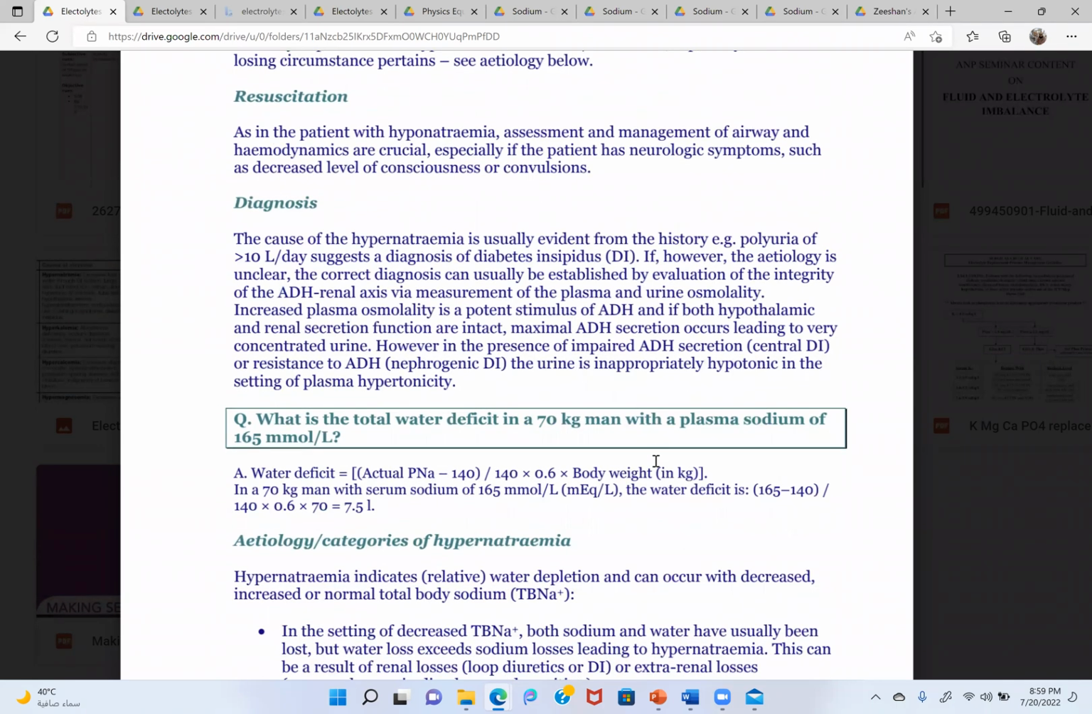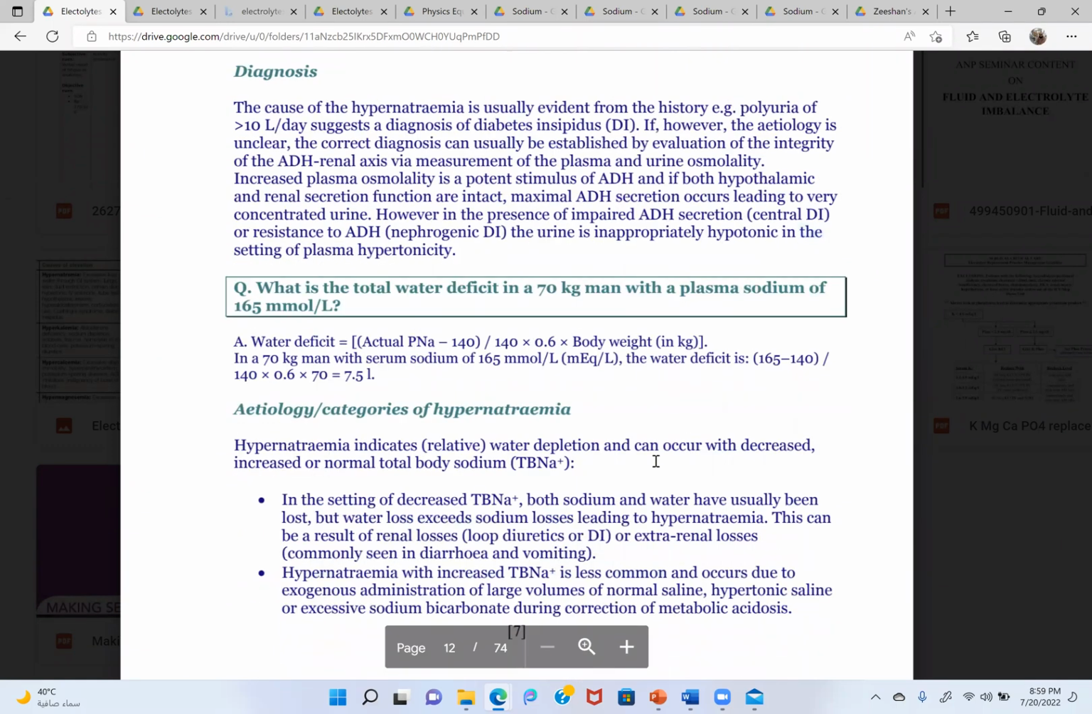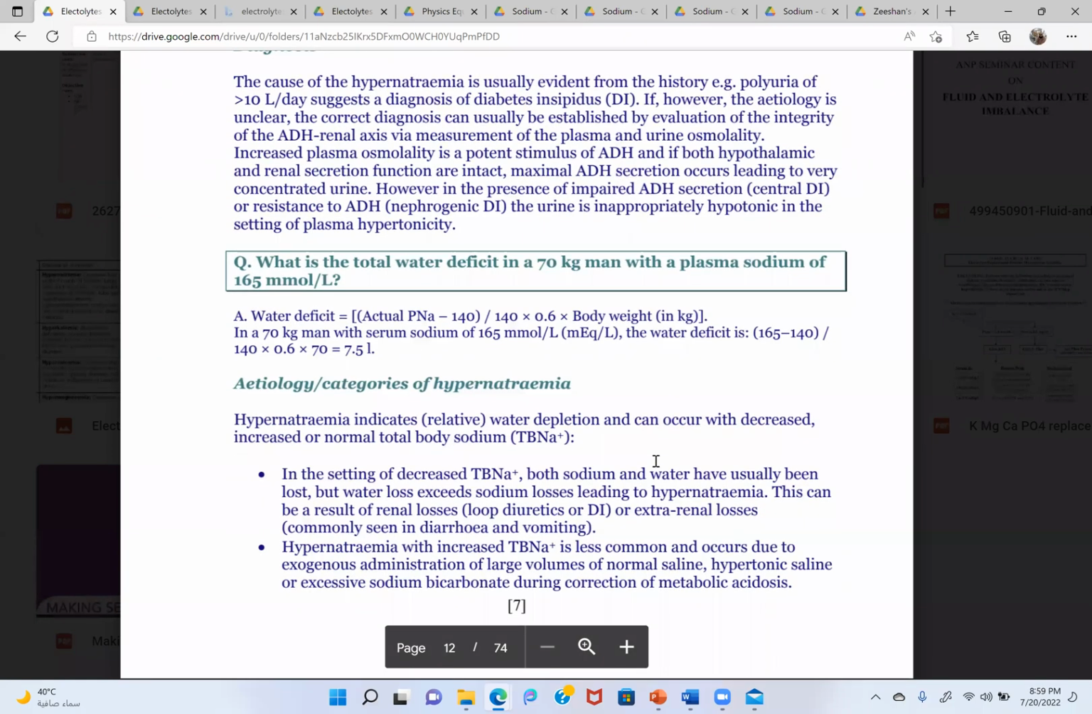So whenever we are calculating it, for example, if the sodium is 165, then 25 will be the difference. 25 by 140, multiplied by 0.6, which is the fixed factor, and the body weight, so it will be around 7.5 liters, and that's how you will calculate the total water deficit in this condition.